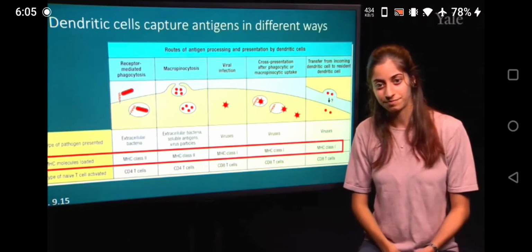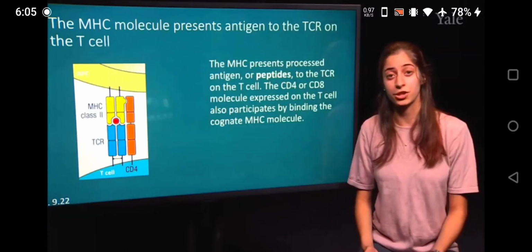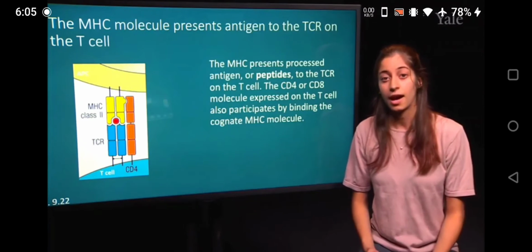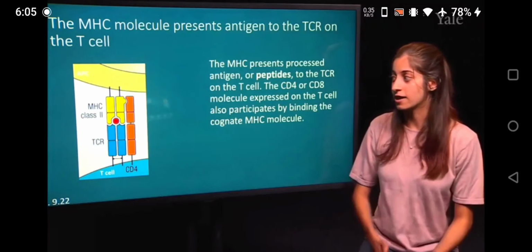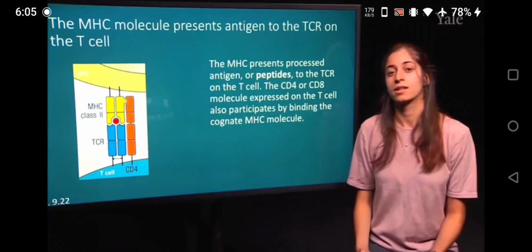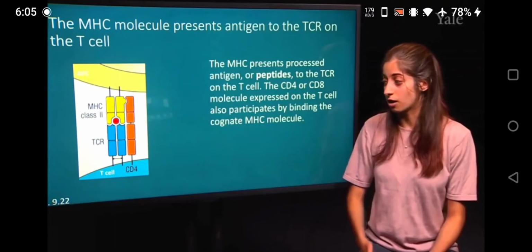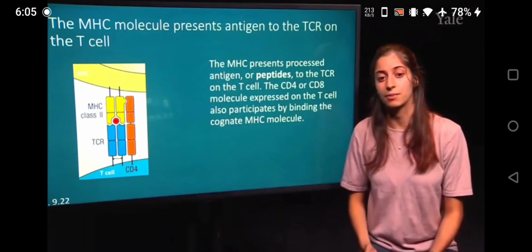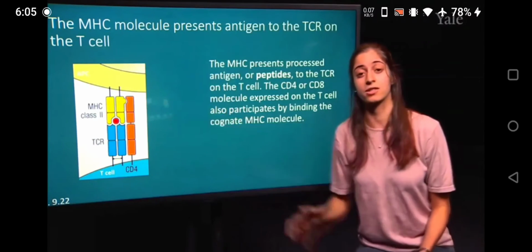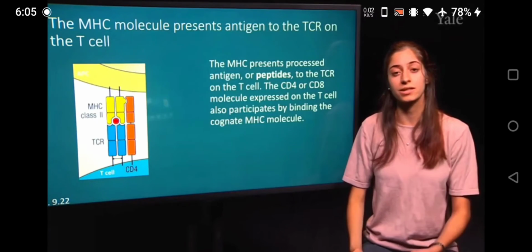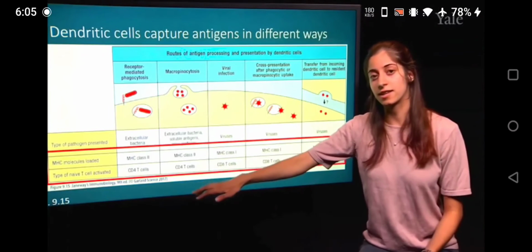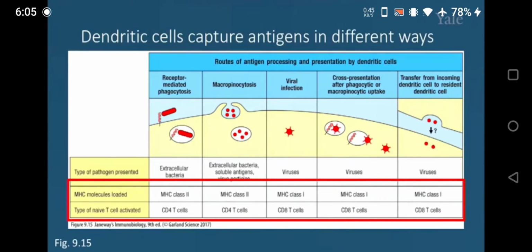So the MHC molecules, as I'm sure you remember, are responsible for presenting antigen to the TCR on the T cell. However, what's important to note about this interaction is that the TCR is not the only molecule that interacts with the MHC molecule. T cells will also express a co-receptor called CD4 or CD8, depending on the type of T cell. This co-receptor will also interact physically with the side of the MHC molecule, strengthening the interaction between the TCR and the peptide. This means that only T cells expressing the appropriate co-receptor will be able to recognize antigen on certain dendritic cells.